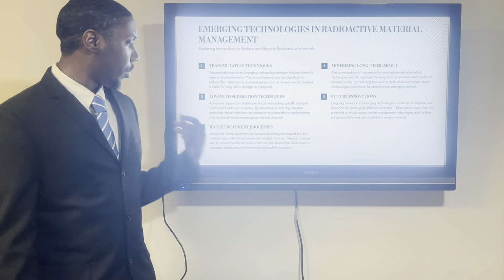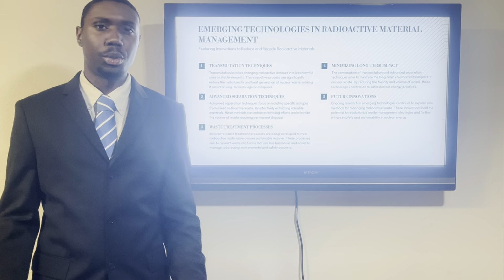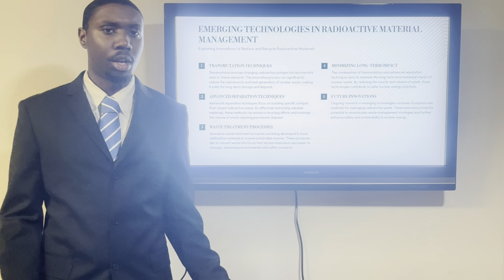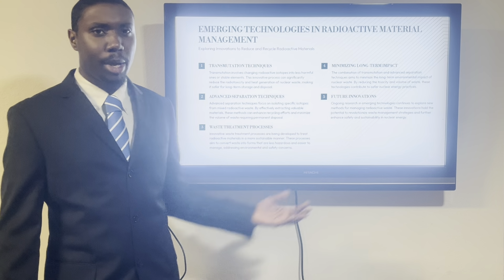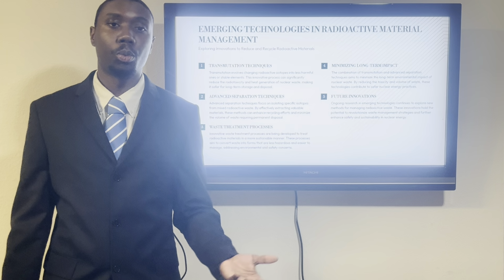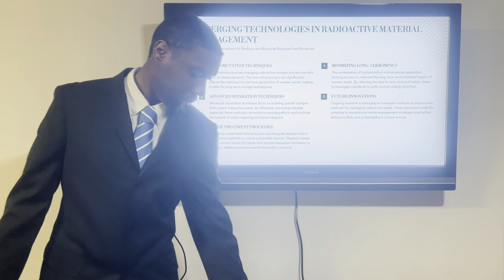For waste treatment processing, they further reduce hazards, making radioactive materials easier to manage. By combining all these approaches, we can minimize the long-term impact of nuclear waste, improving safety and sustainability, like I discussed.